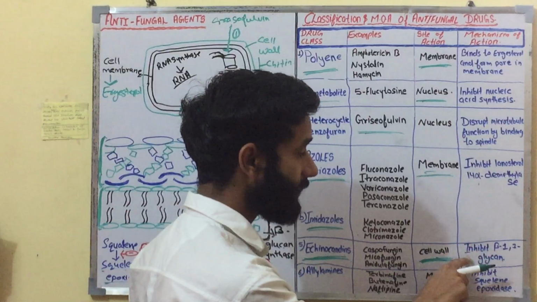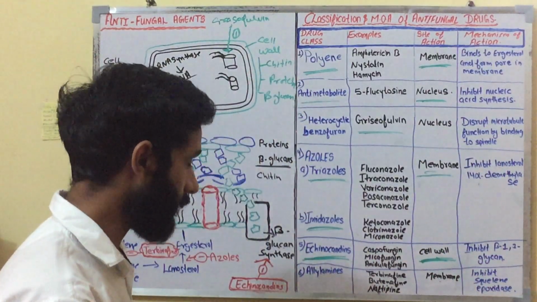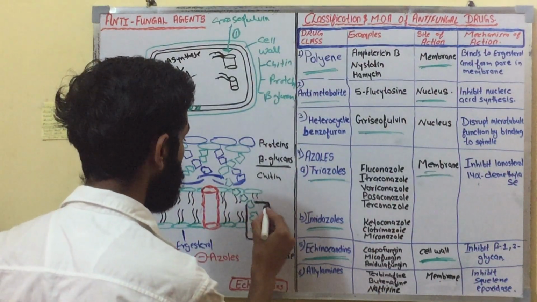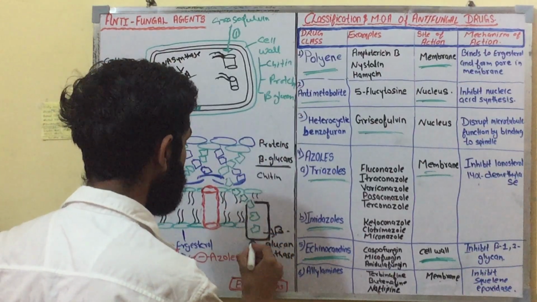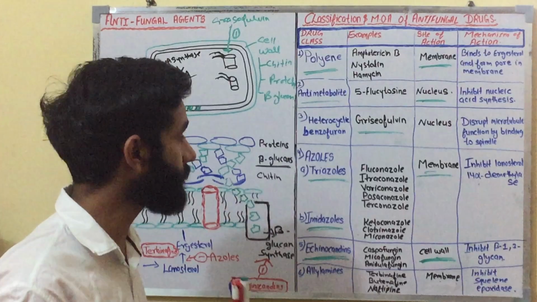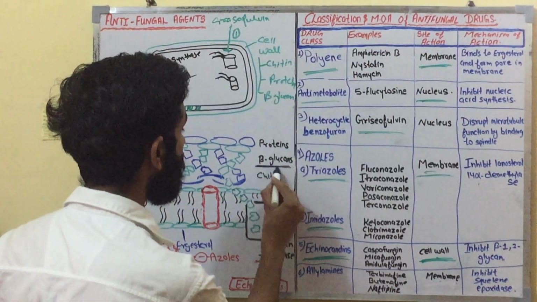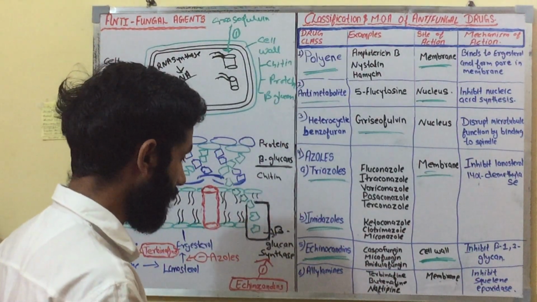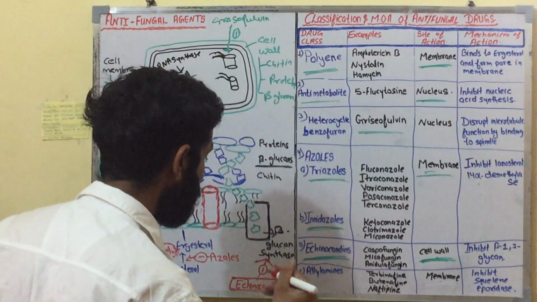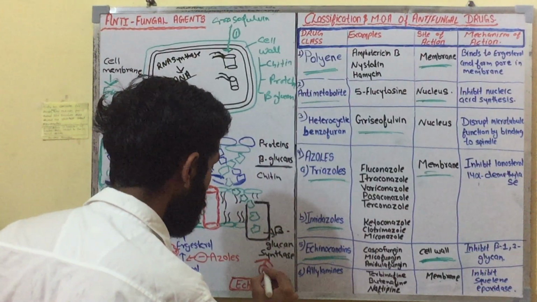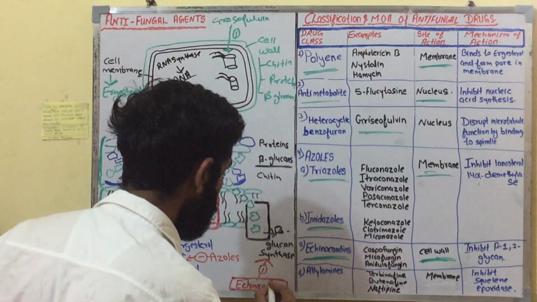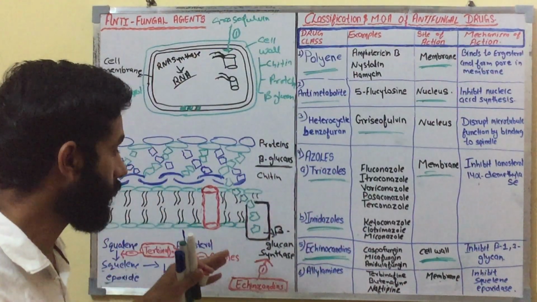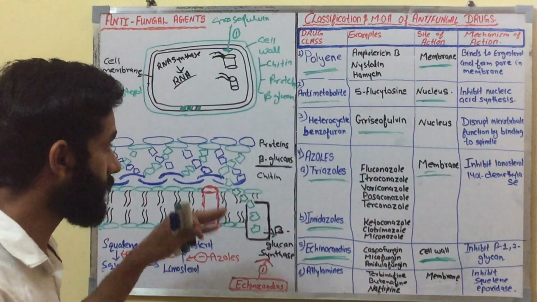The mechanism of action is to inhibit the beta-1,3 glucan. Here the cell wall has one enzyme, named beta glucan synthase. This enzyme is responsible for the synthesis of beta glucan, which is an important component of the fungal cell wall. So these drugs, echinocandins, inhibit the beta glucan synthase enzyme, and therefore there will be no synthesis of beta glucan. They act on the cell wall.